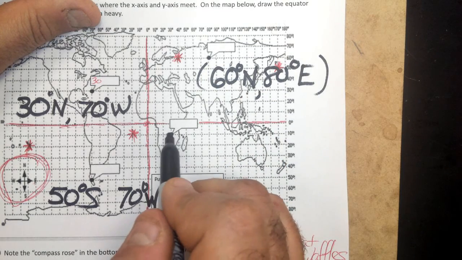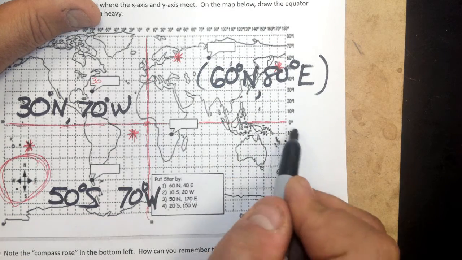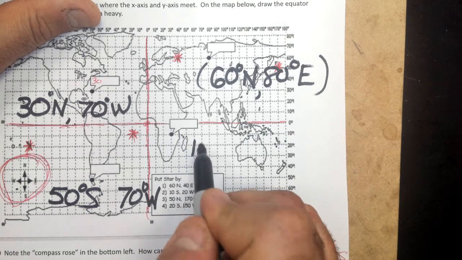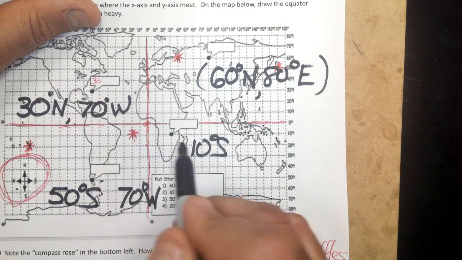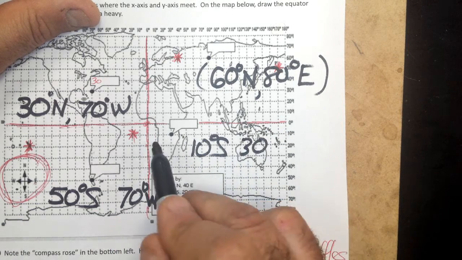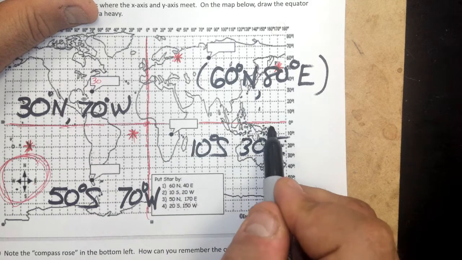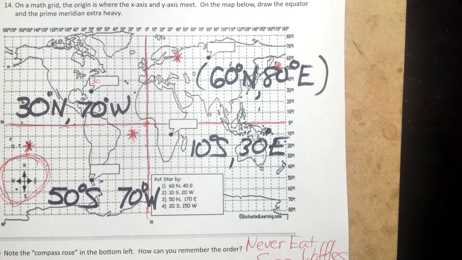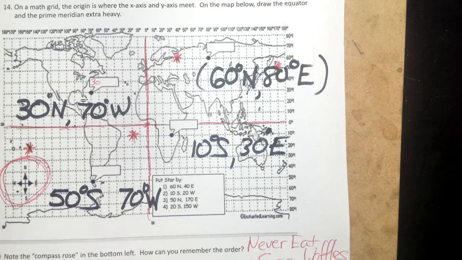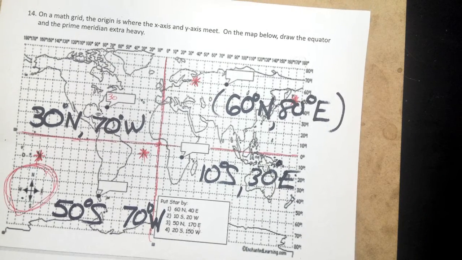Last one. It is 10 degrees on the south side. And it's 10, 20, 30 degrees on the east side. And that's how you do the coordinates on a map.